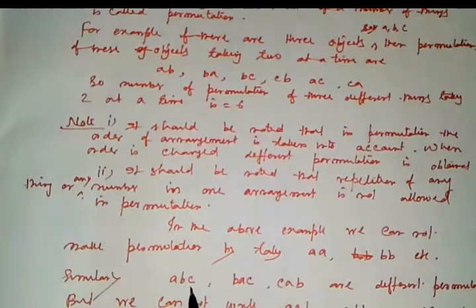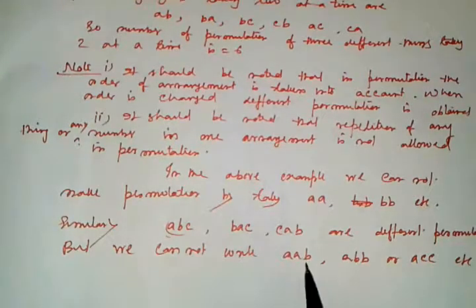Similarly, if we take 3 at a time, ABC is one permutation, BAC is another permutation, and CAB is another, because order has meaning. But we cannot write repetition. Here A is repeated. Therefore, we cannot write AAB, ABB, ACC, AAA, BBB, etc. In case of permutation, repetition is not allowed.